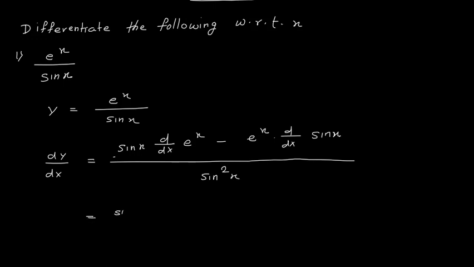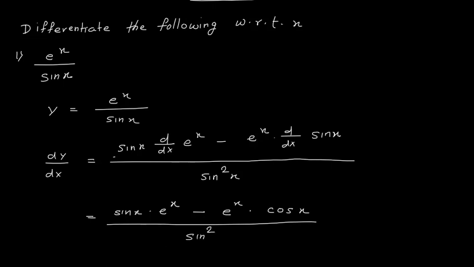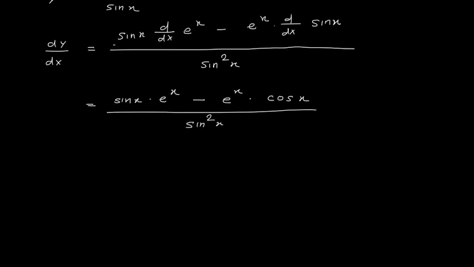Now this is sin x into derivative of e power x. We are not differentiating this sin x, we are differentiating this e power x. Derivative term is before e power x. So derivative of e power x is e power x, minus e power x into derivative of sin x, which is cos x, whole divided by sin square x. This is dy upon dx.